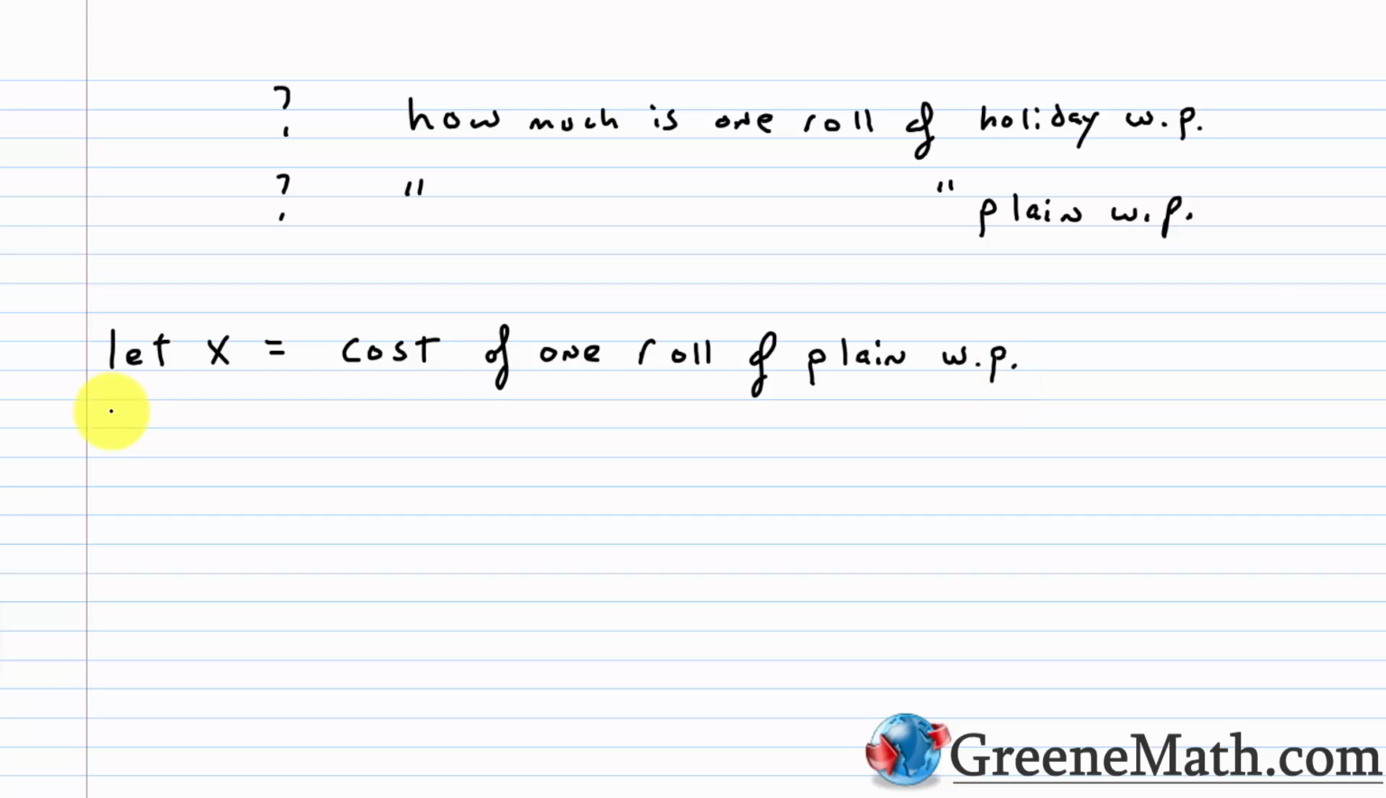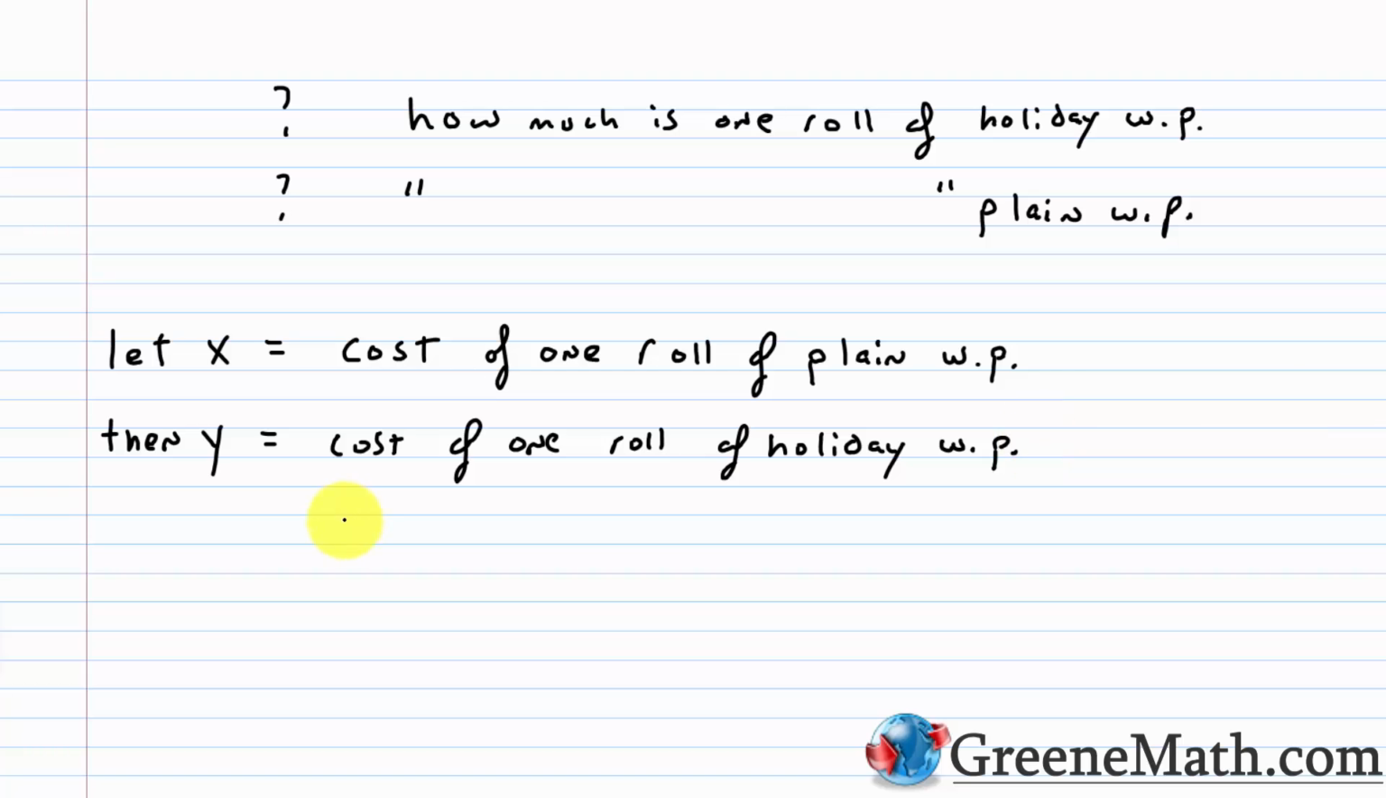Then for our other unknown, I'm going to say Y is equal to the cost of 1 roll of holiday wrapping paper. Again, W.P. And don't get confused here. When I say cost, I mean sale price. A lot of students will see that and say, is that the cost that they pay? It's a little confusing, so I want to clarify that the cost here is the sale price, or in other words, the cost for the customer, the person who's buying it.